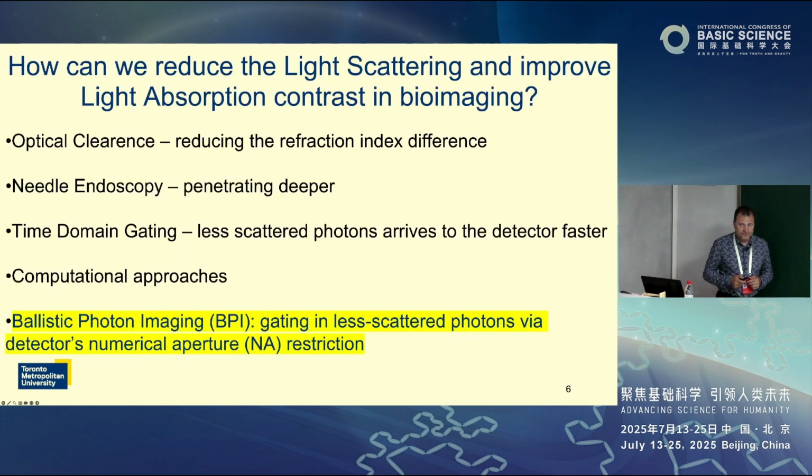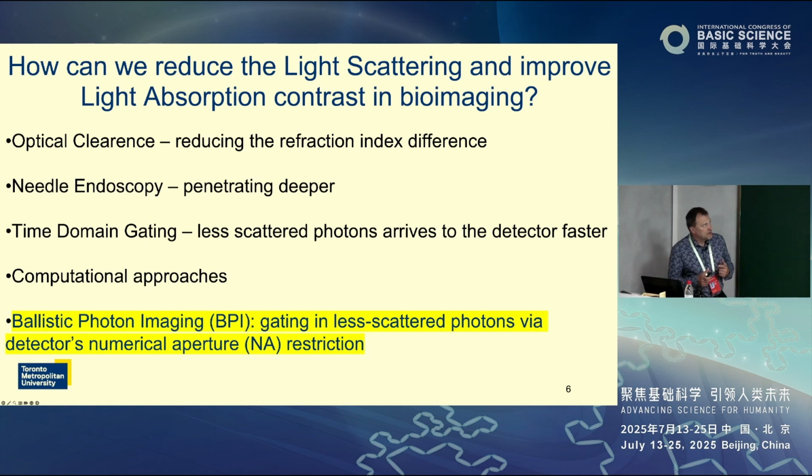So if we would like to provide the imaging, definitely we should somehow reduce the scattering, and that's what's called clearing, or optical clearing. It means that somehow we reduce the scattering in order to reveal the absorption contrast. So what can we do in order to reduce the light scattering?